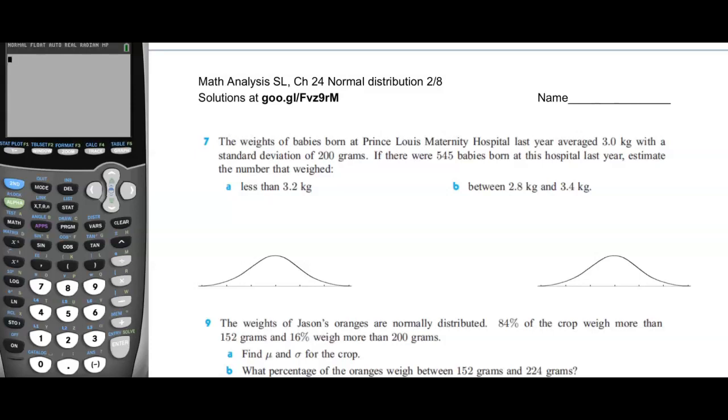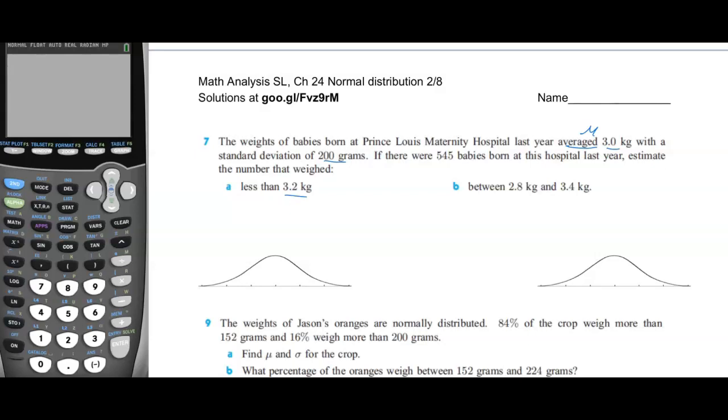Page 2 of normal distribution. Number 7. The weights of babies born at Prince Louis Maternity Hospital last year average, which is the mean, 3 kilograms with a standard deviation of 200 grams. If there were 545 babies born at the hospital last year, estimate the number that weighed less than 3.2 kilograms.